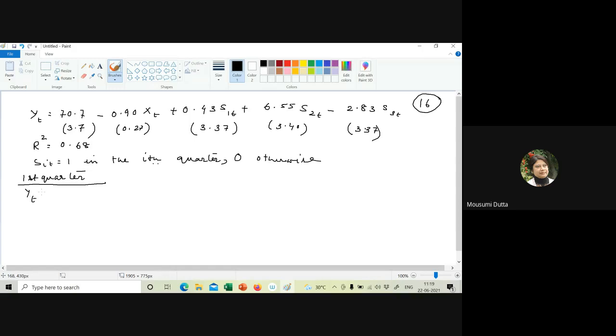So what will be the equation for the first quarter? Pratyush, please state the equation. Ma'am, it is 70.7 minus 0.90 xt plus 0.43. So we will add 0.43 with 70.7. So it is 71.13. This is the model for the first quarter.